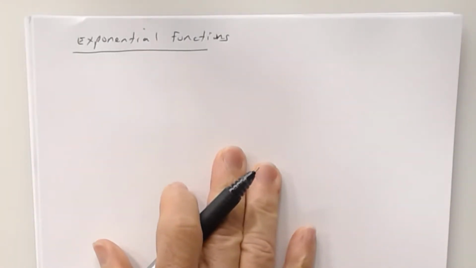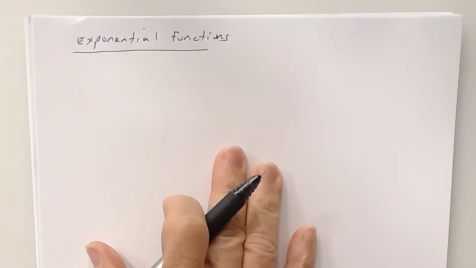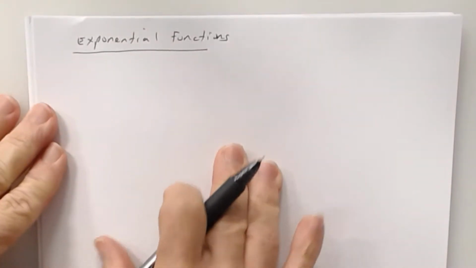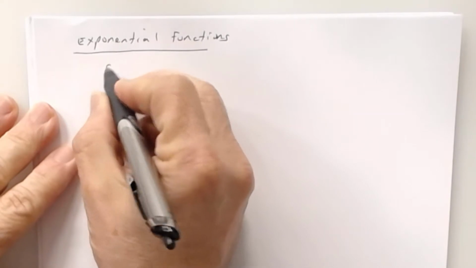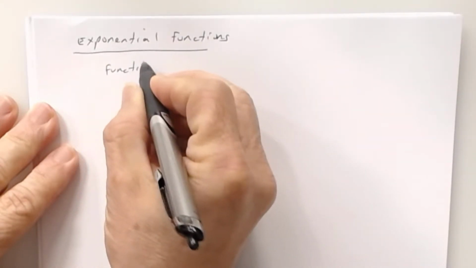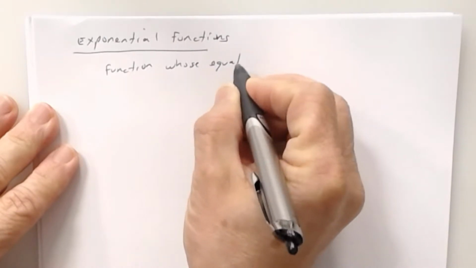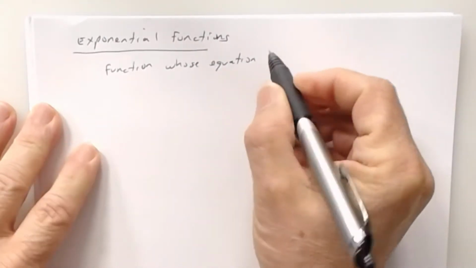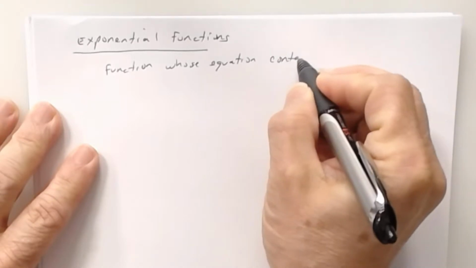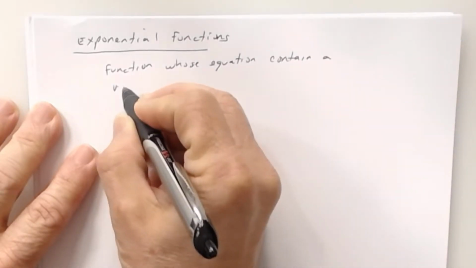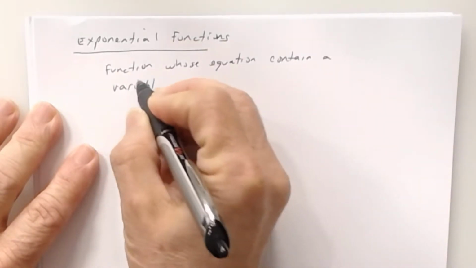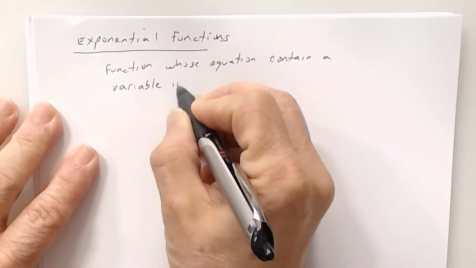Okay, so just like with exponential equations, the exponential equation is an equation where you had variables located in the exponent. Same thing with exponential functions. So it's a function whose equations contain a variable in the exponent.